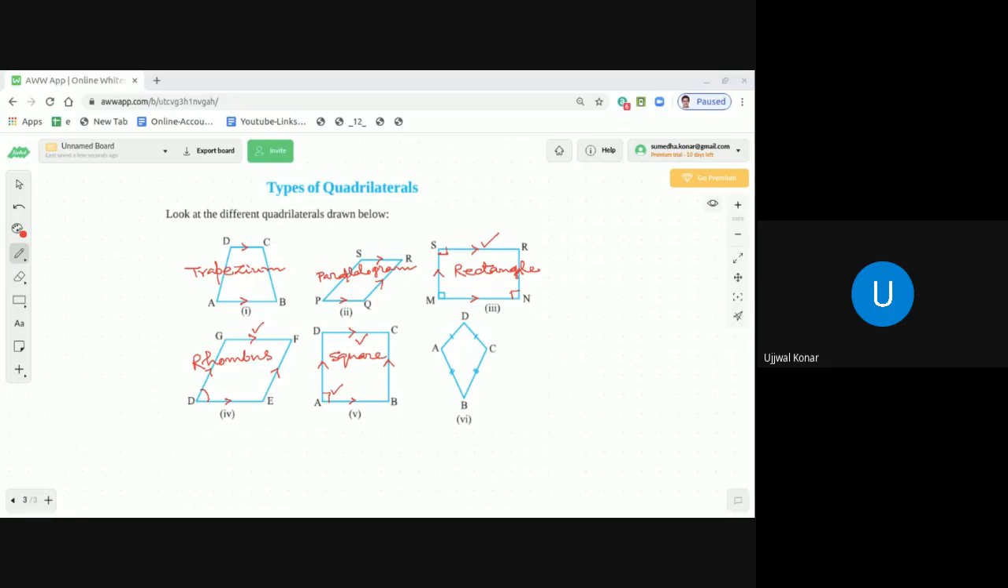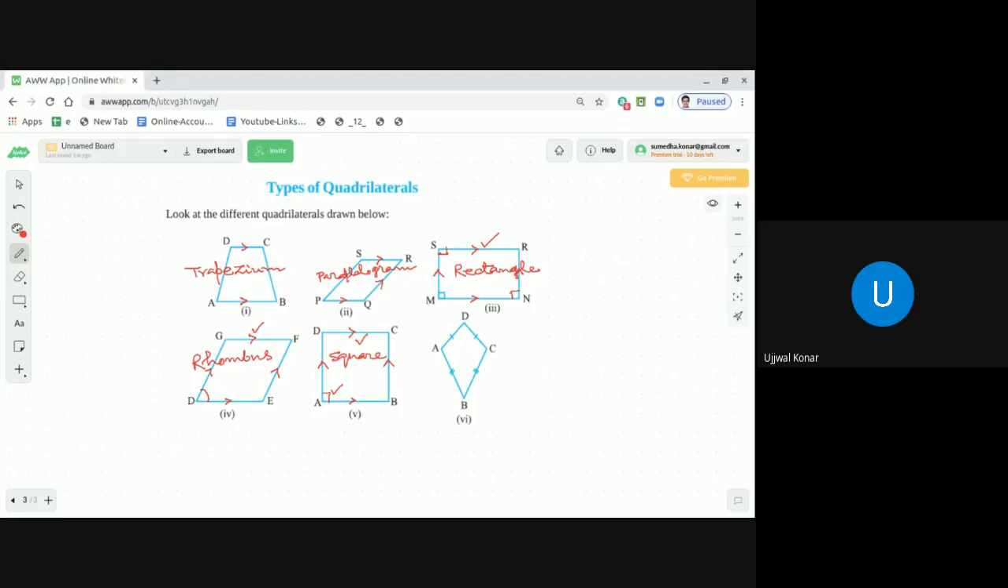If you look into diagram 6, dear students, what you see is that AD is equal to CD and AB is equal to BC. That is, two pairs of adjacent sides are equal. So, it is not a parallelogram. It is a quadrilateral, but it is not a parallelogram. Why is it not a parallelogram?